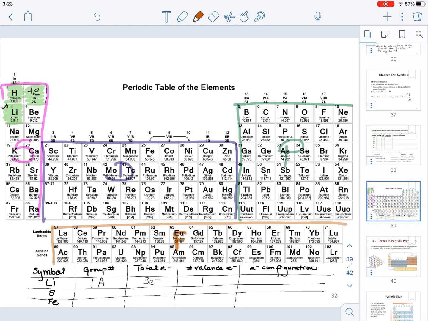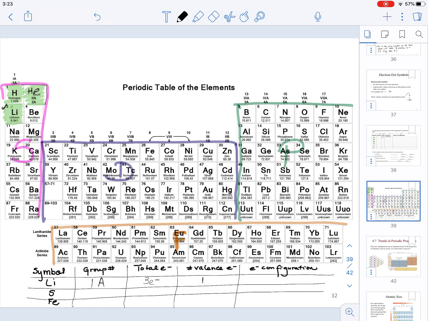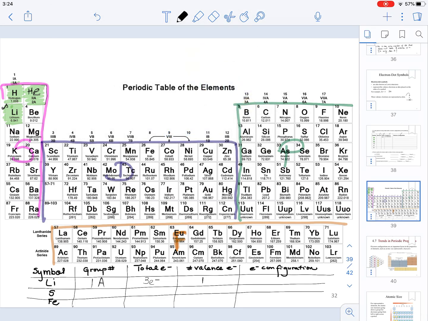So let's get started with lithium. When we're writing the electron configuration for a particular element, understand that we're always going to start at the first corner. Okay? So on level 1, which this periodic table doesn't have the periods in the corner, but I'm going to write them in. So this is period 1, 2, 3, 4, 5, 6, 7.